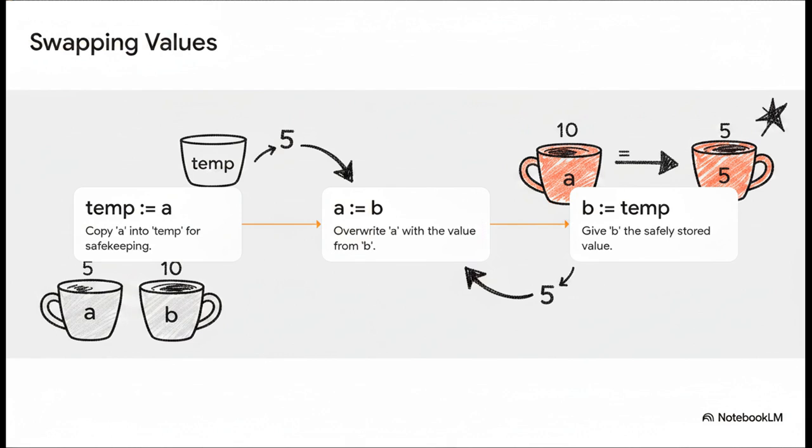Step 1, you pour the coffee from cup A into the empty temp cup for safekeeping. Step 2, now that cup A is empty, you can safely pour the tea from B into A. Step 3, finally, you pour that safely stored coffee from the temp cup into cup B. And just like that, following those 3 exact steps, the variables are perfectly swapped without losing a single drop of data.